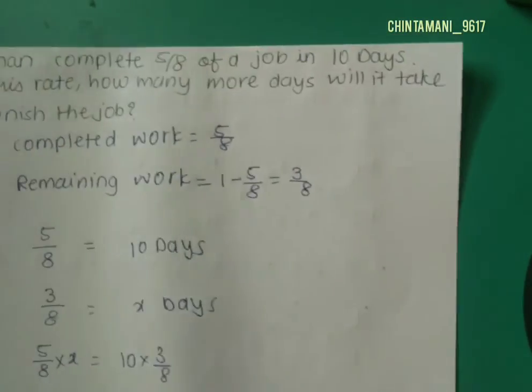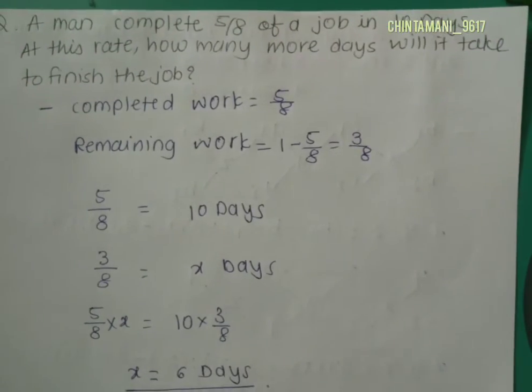The first one is, a man completes 5 by 8 of a job in 10 days. At this rate, how many more days will it take to finish the job? So we are given a man who completes 5 by 8 of a job in 10 days, and we have to calculate how many more days he will take to complete the job.